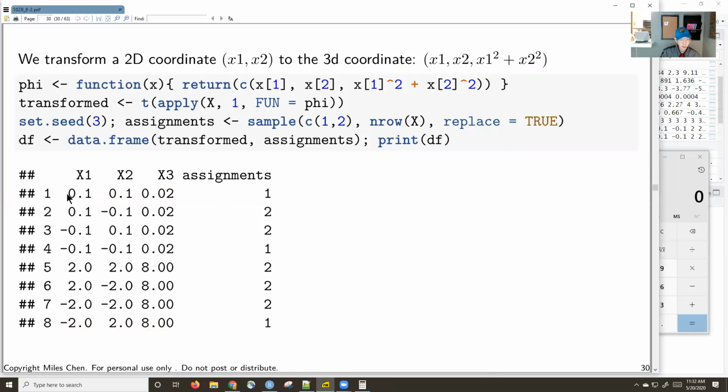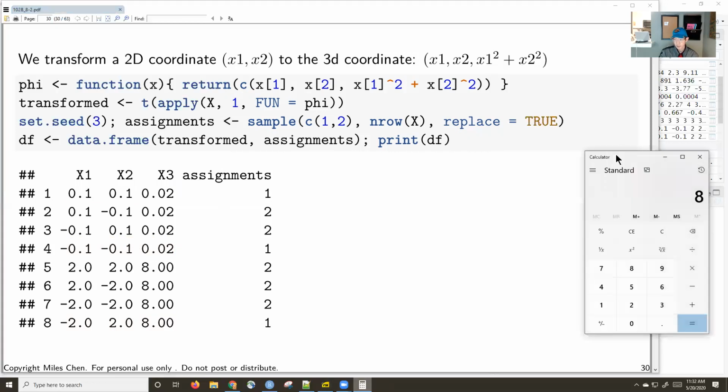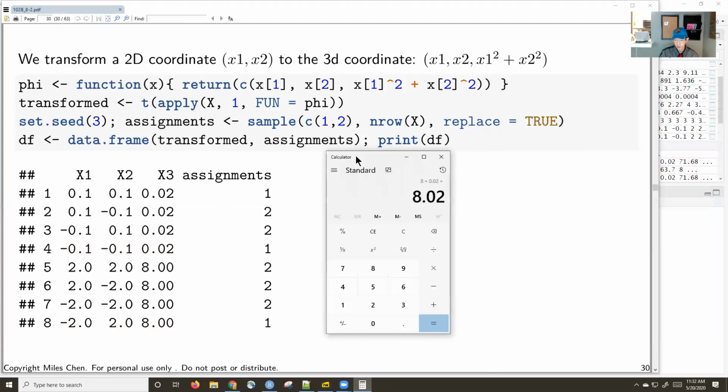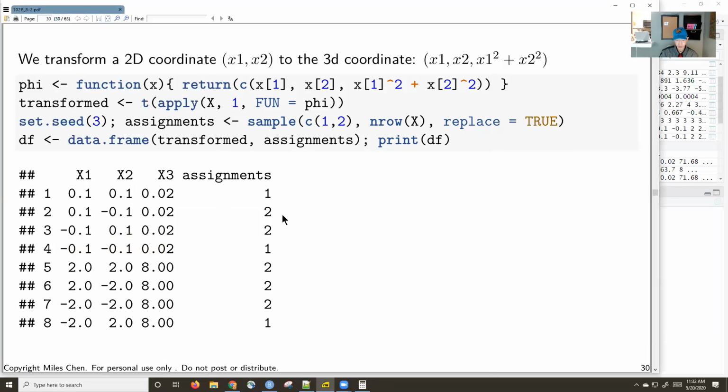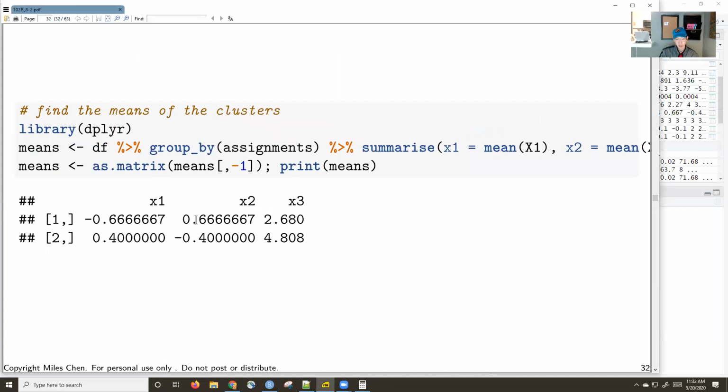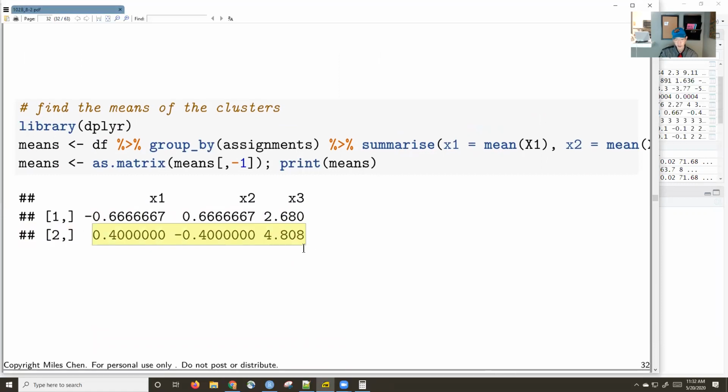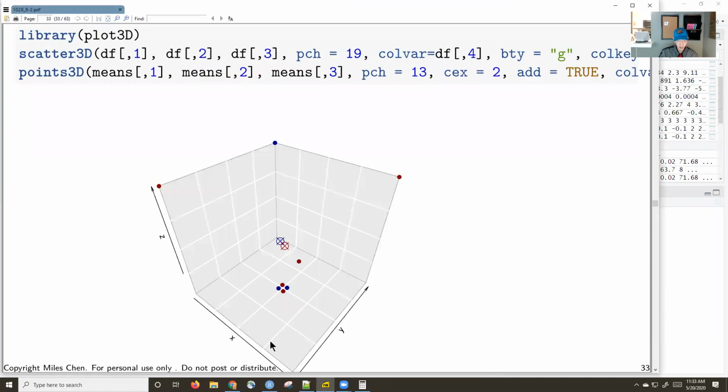And then for the x3 component, I have 0.02 plus 0.02 plus 8, so I have 8.04. I divide by 3, and I get 2.68. That's the centroid of the first cluster. Then I do the same thing with the second cluster to get the centroid of the second cluster, and I can plot that as well.